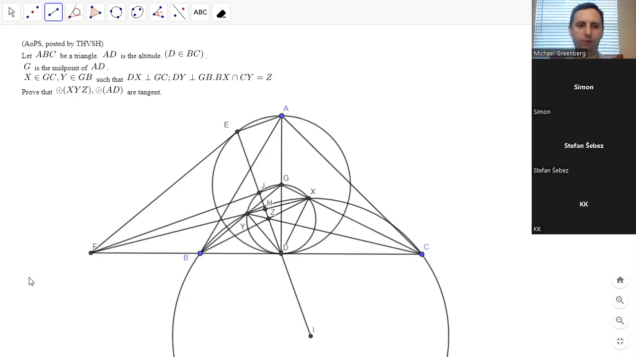So yeah, can we show that FE is tangent to this circle? I think that would be a good first step. That is equivalent to showing I lies on ED. Okay. Is that by Brocard's theorem? I'm not sure how to prove it.